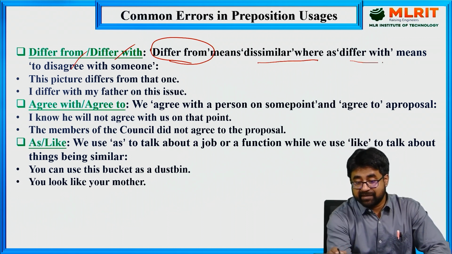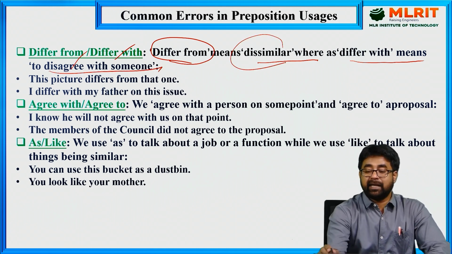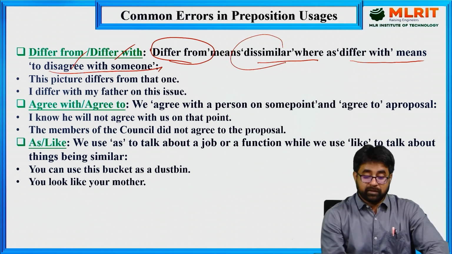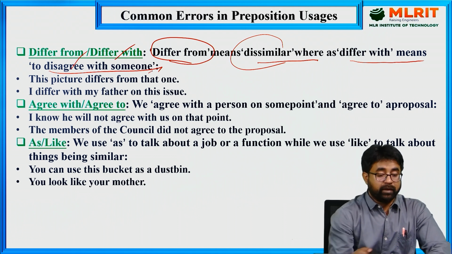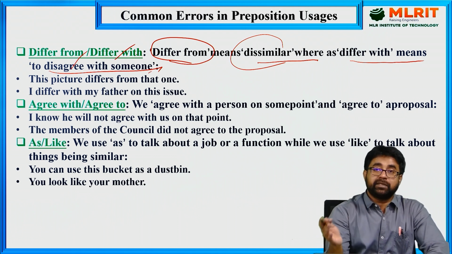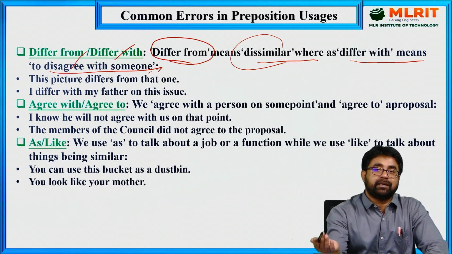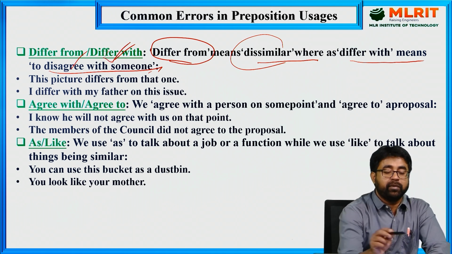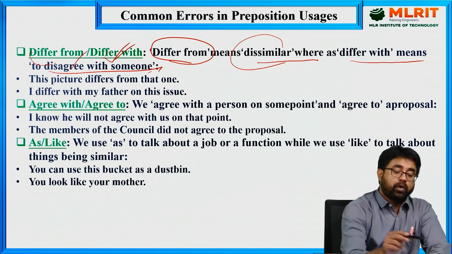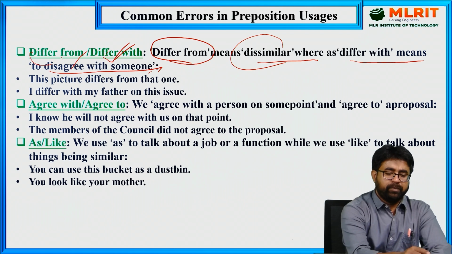Okay, whereas differ with means to disagree with someone. So dissimilar and to disagree with something, someone. So understand, when the difference is with a person, when we're talking about the difference between two persons, like if I'm not agreeing with someone, a person, then I'll use differ with. But if I'm talking about two different objects, dissimilar objects, then we will be using differ from.